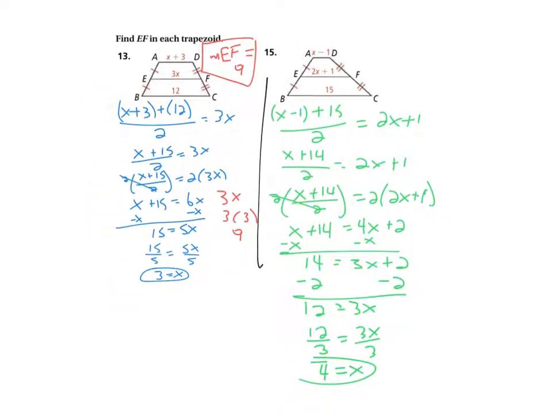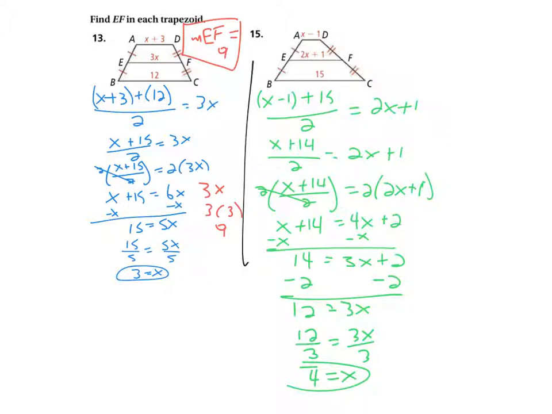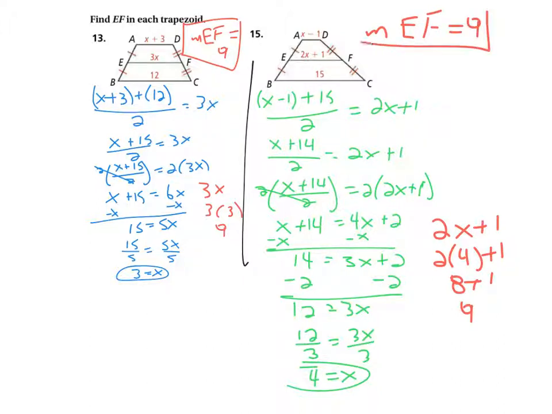Okay, and they're looking for EF, which is the mid-segment. So over here on the side, in red, I'm going to take the measure of the mid-segment, 2x plus 1. I'm going to substitute in what we found x to be, which is 4, and then we get 8 plus 1, or 9. So we get the measure of EF equals 9. 9 for both of them. All right, we're done.